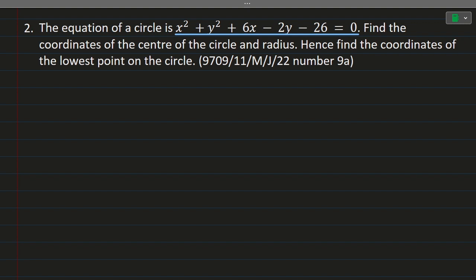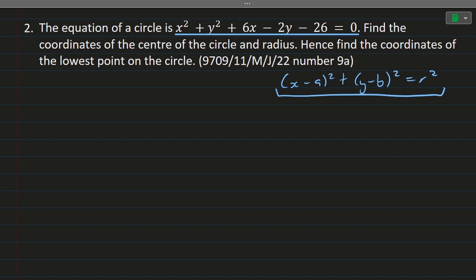So to find the coordinates of the center of the circle and the radius, again we have to write it in the form (x - a)² + (y - b)² = r². And since we've been given the equation of the circle in the expanded form, we're going to have to complete the square to get to this form.